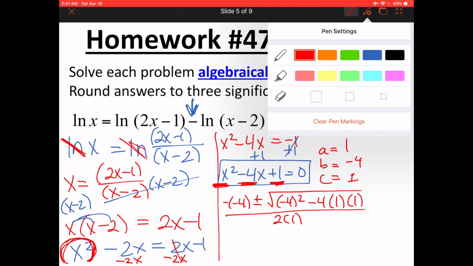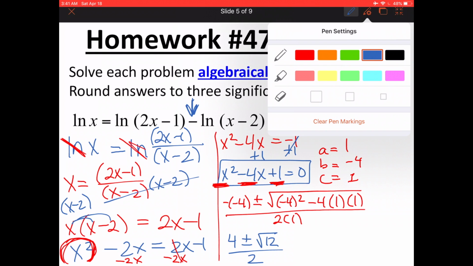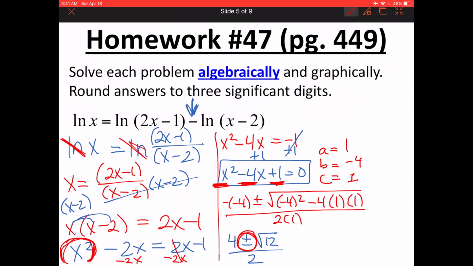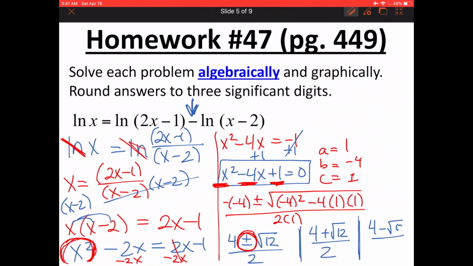Okay? So it looks a little long, but again, you guys are familiar with this. It goes very quickly with simplifying it. As soon as I simplify this, I have 4 plus or minus the square root of 12 over 2. Okay? So that looks much, much simpler. Then, remember, we want to separate this into two problems. So my first problem is going to be 4 plus the square root of 12 over 2. So that's where I'm going to get my first answer. My second answer is going to come from 4 minus the square root of 12 over 2. Okay, so that's where my two answers are going to come from.